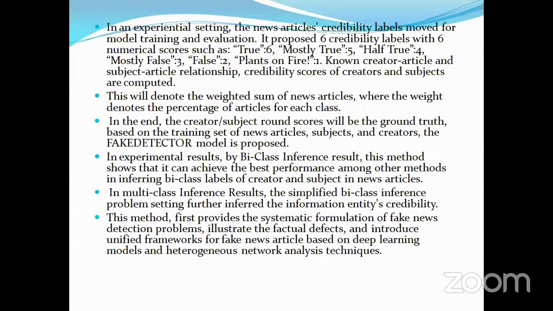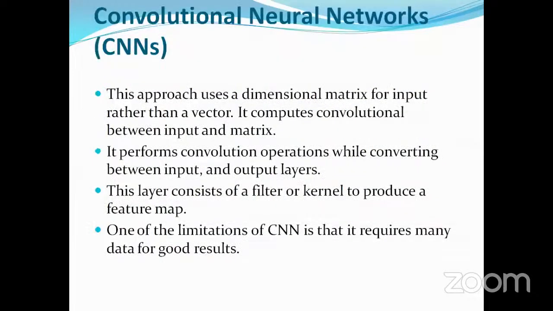In the experimental results, there are two settings: bi-class inference results and multi-class inference results. This method first provides a systematic formulation of the fake news detection problem, illustrates the factual defects, and introduces a unified framework for fake news articles based on a deep learning model and heterogeneous network analysis technique. The next one is CNN, the convolutional neural network.